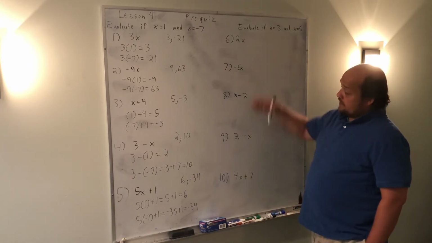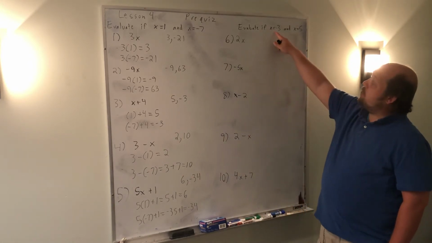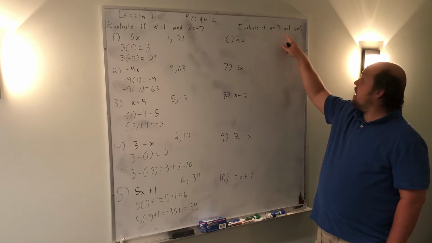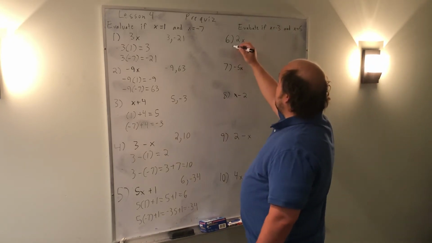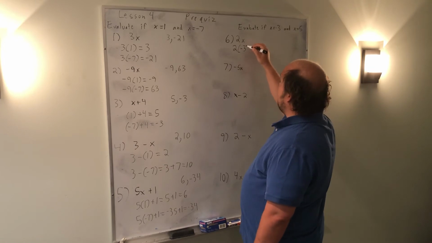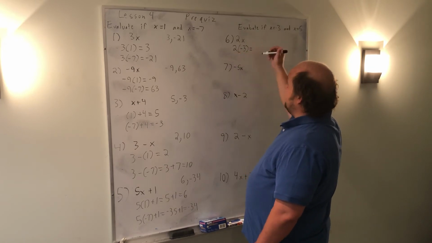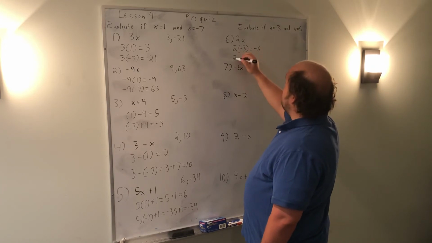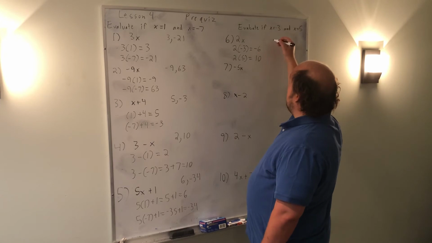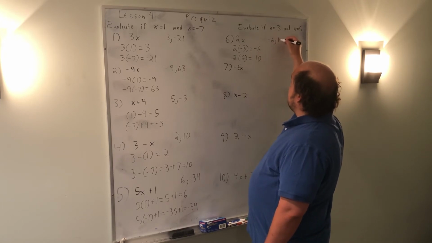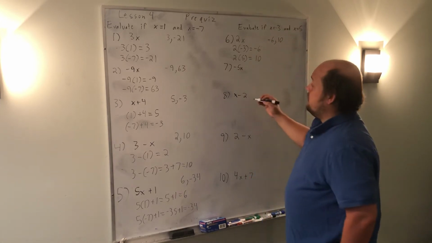For problems 6 through 10, we're now evaluating if x equals -3 and if x equals +5. So for the first one, it's going to become 2 times -3. Positive times a negative gives me a negative, so I get -6. And 2 times +5, which gives me a +10. My answers are then -6, +10.